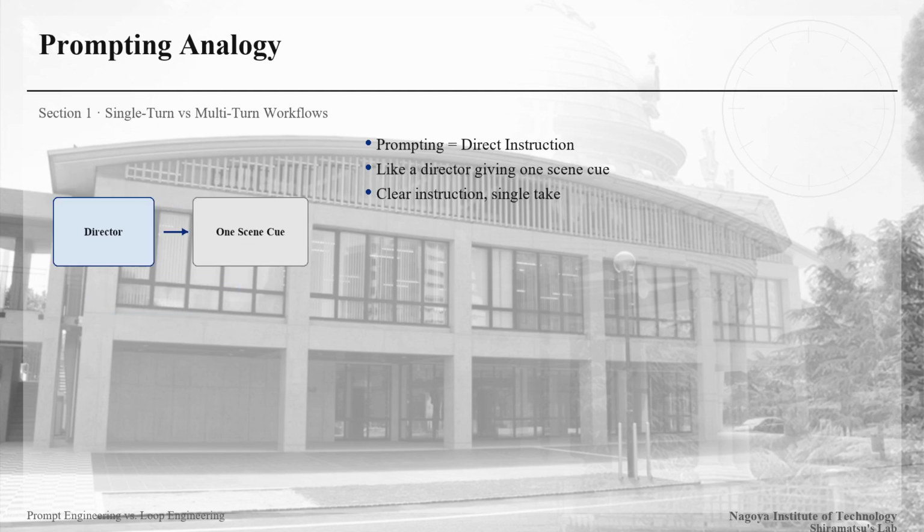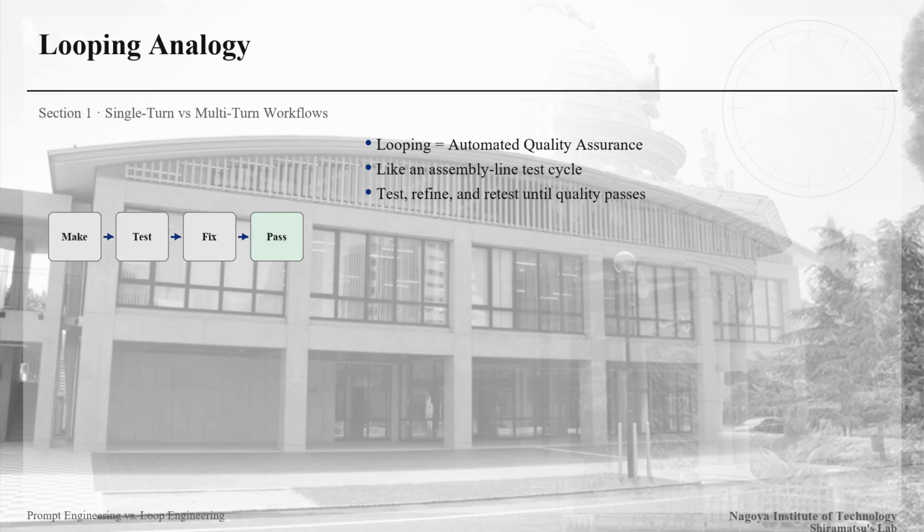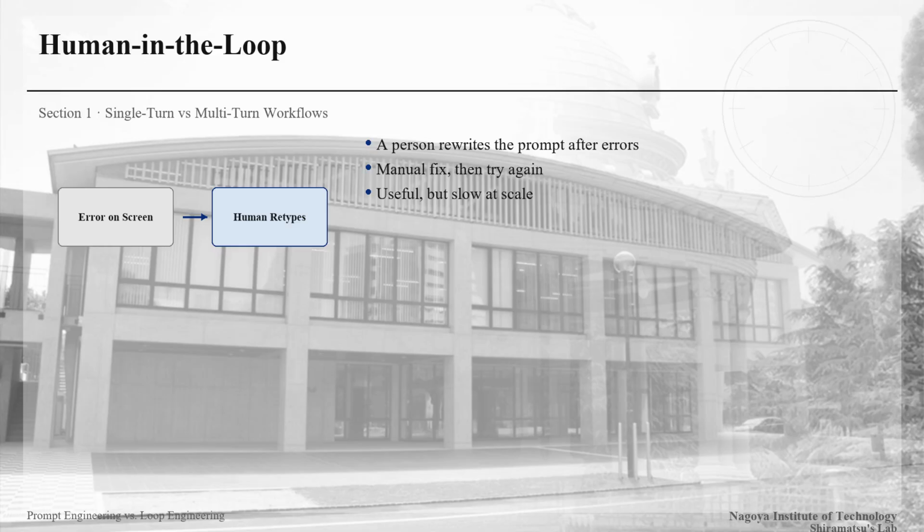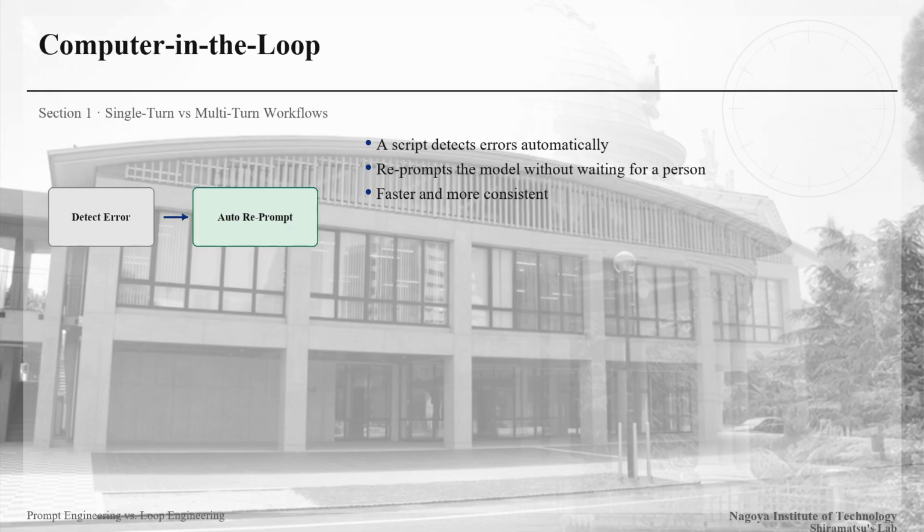Think of prompting like a director giving an actor a clear instruction for a single scene. Looping is like automated quality assurance. Test the output, refine it, and repeat until it meets the standard. In a human-in-the-loop setup, a person notices mistakes and manually retypes a better prompt. In a computer-in-the-loop setup, a program catches errors and reprompts the model automatically.